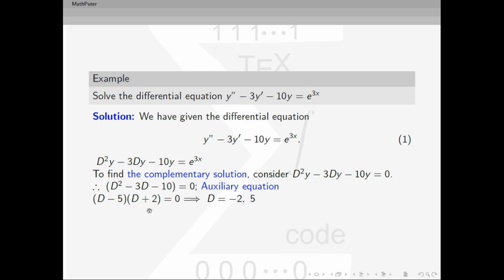The case 1 of complementary solution: yc(x) is equal to e raised to minus 2x. See, this minus 2 appears in the power of the exponential function. Likewise, this 5 will be the power of another exponential function, e raised to 5x. These two are different functions. We multiply the first function by c1, the other by c2, and then add. So the complementary solution is yc(x) equal to c1 e raised to minus 2x plus c2 e raised to 5x, where c1 and c2 are real constants.